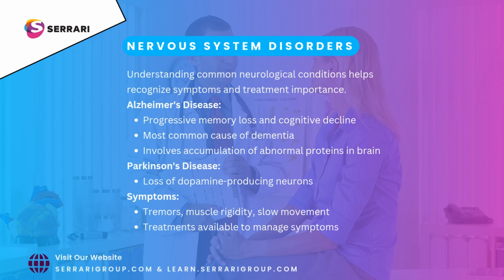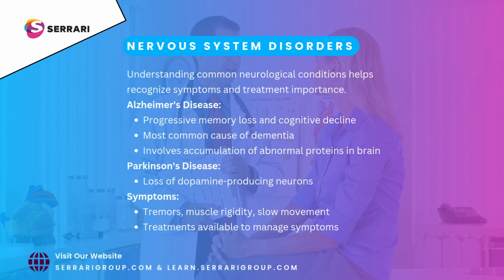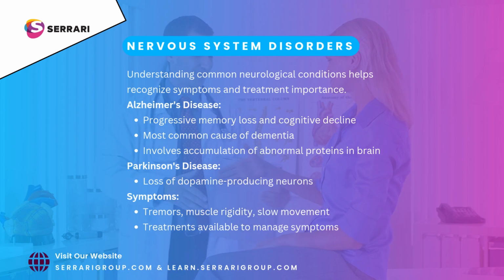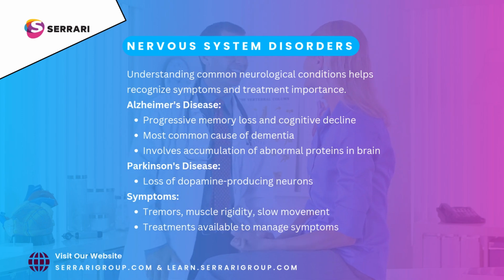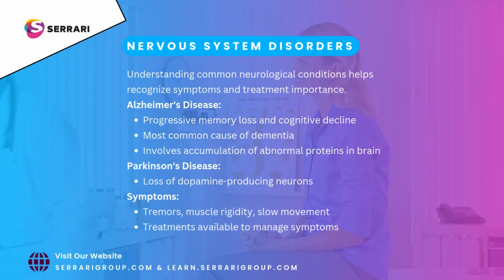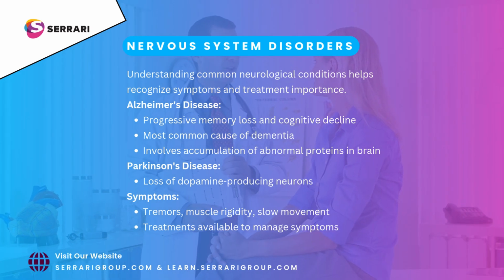Nervous system disorders. Understanding common neurological conditions helps recognize symptoms and treatment importance. Alzheimer's disease. Progressive memory loss and cognitive decline. The most common cause of dementia. It involves accumulation of abnormal proteins in the brain.